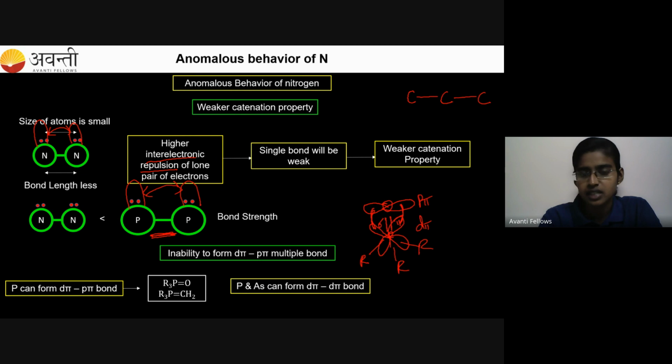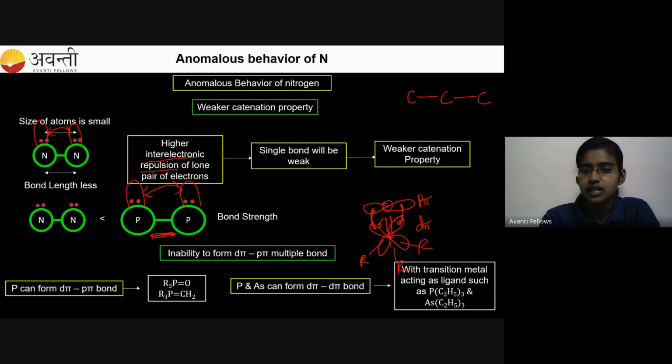Phosphorus and arsenic can form d pi bonds also, because arsenic is also having a d orbital, and phosphorus is also having a d orbital. And with the transition metal acting as ligand, such as triethyl phosphine and triethyl arsenide, this kind of structure is also possible with the transition metal, that is a d block metal.